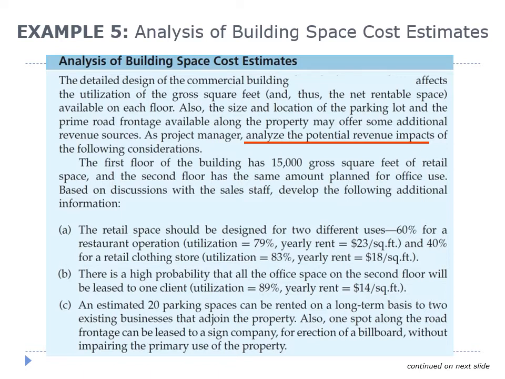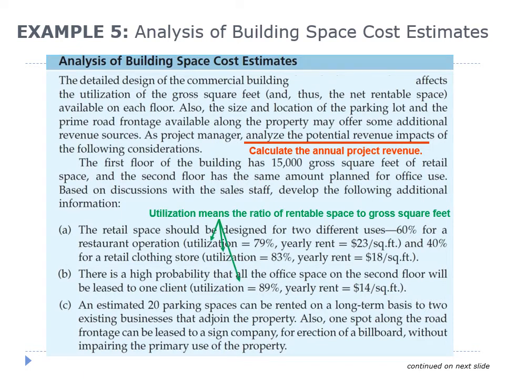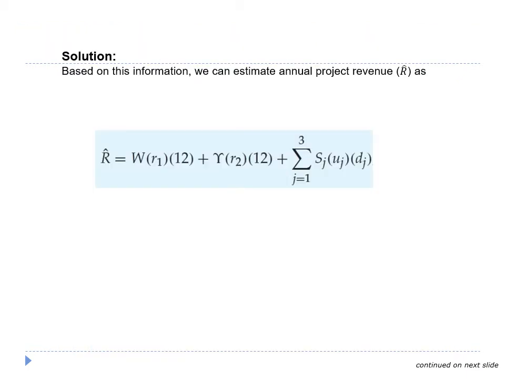In this example, we need to calculate the annual project revenue given the information on how each part of the building can be used to generate revenue. The utilization here means the ratio of rentable space to gross square feet. The rent per month per parking space is $22, and the rent per month per billboard is $65. Based on this information, we can estimate the annual project revenue by using this formula.